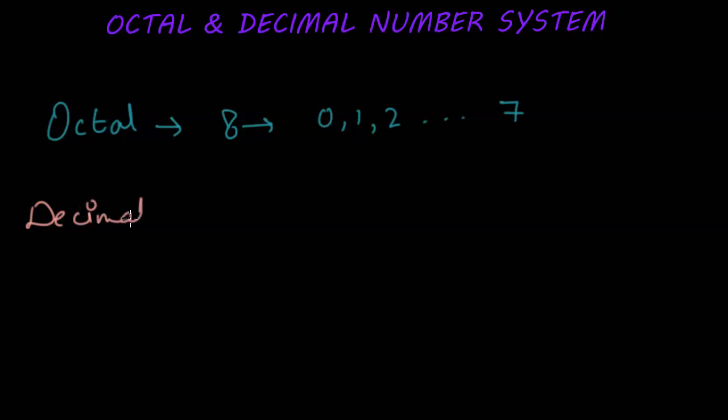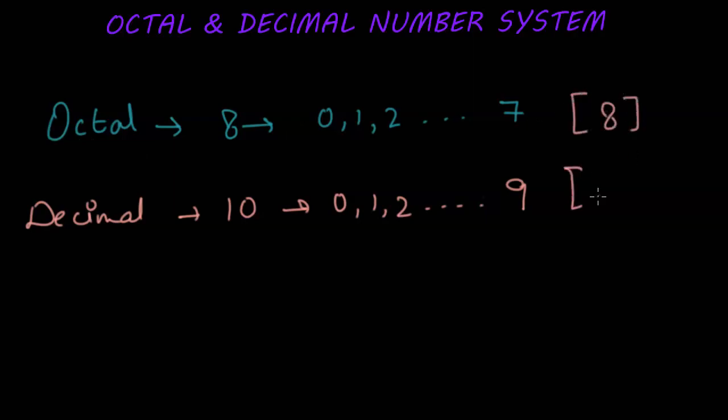Let's start with a quick recap on what an octal number system is and what a decimal number system is. My octal number system is any number with a base of 8, and the numbers which come under the octal number system are 0, 1, 2 till 7. On the other side, a decimal number system has the base 10 and the numbers range from 0, 1, 2 up till 9. So in an octal number system, we have a total of 8 numbers, and in a decimal number system, we have a total of 10 digits.